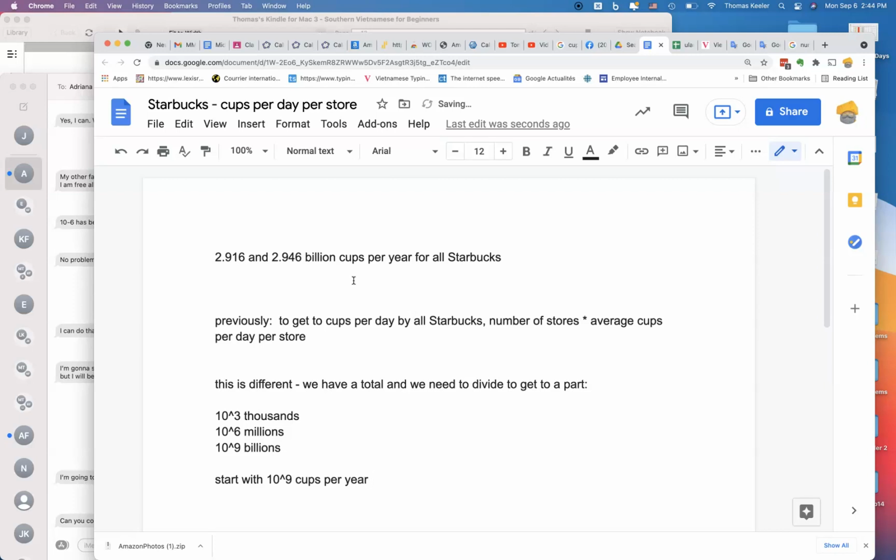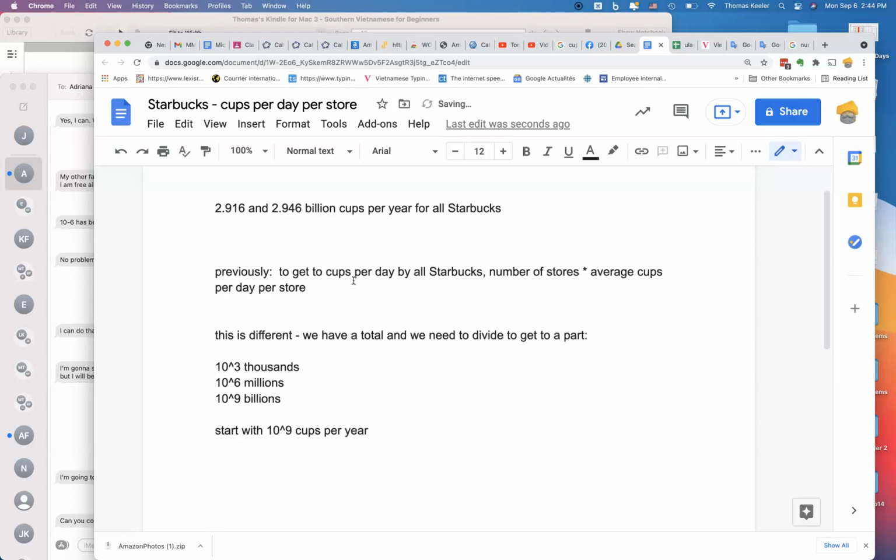Okay. So now, one strategy is to divide to get cups per day. But what can we divide by? Well, we have 365 days in a year. So do we divide by 10 to the second or by 10 to the third? We have to divide by 10 to the second. Even though that seems like it's really off, we're just going to say you have 10 to the ninth cups per year.